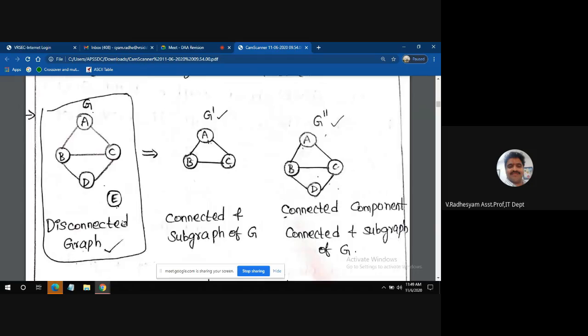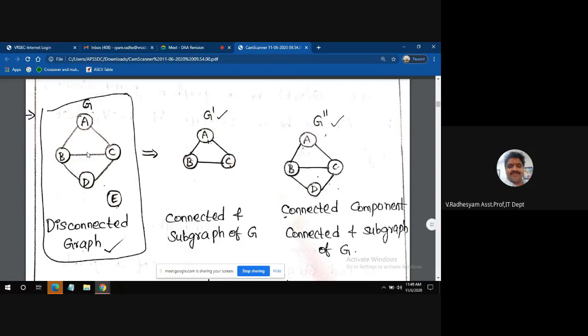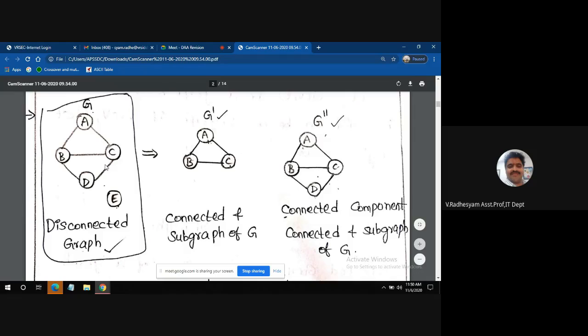Now consider, by looking into the first graph, we can easily say that it is a disconnected graph. Yes or no? This is a disconnected graph, because for the vertex E, there is no path from C to E, D to E, B to E, A to E. There is no path. So it is an example of a disconnected graph. But if you consider this G', what is the relation between G and G'? Can anyone reply? What is the relation between G and G'?